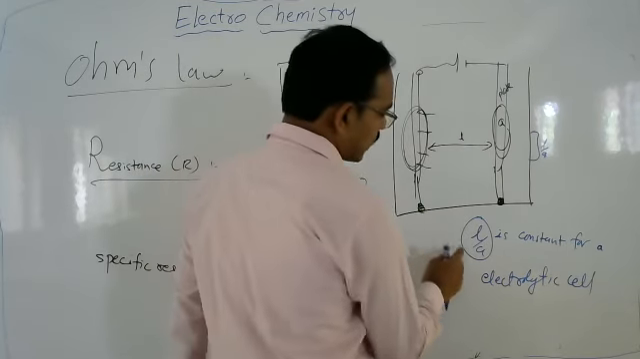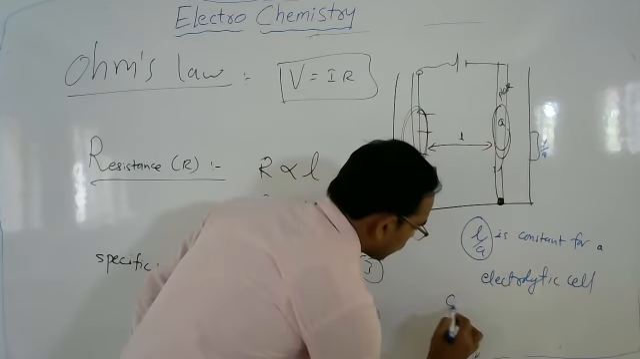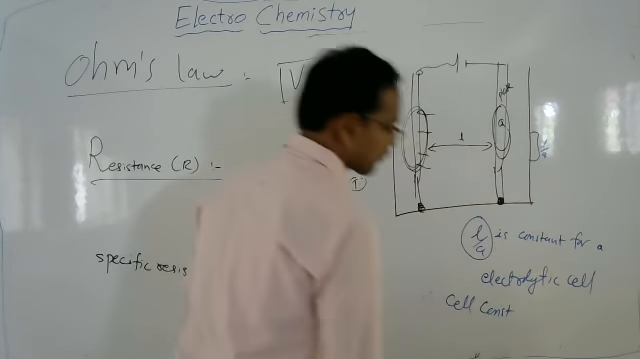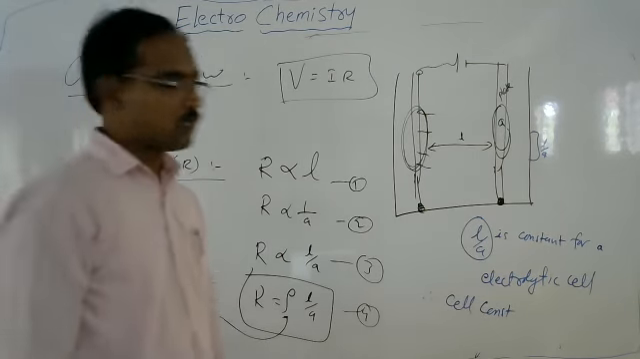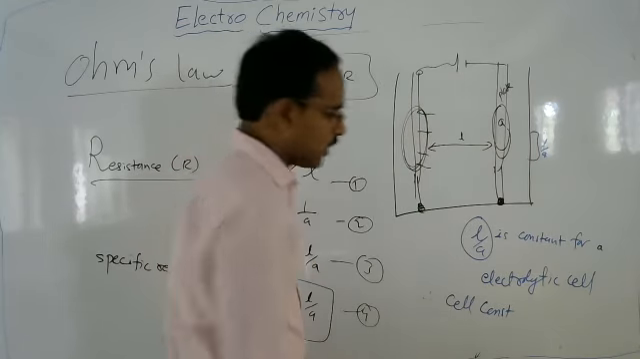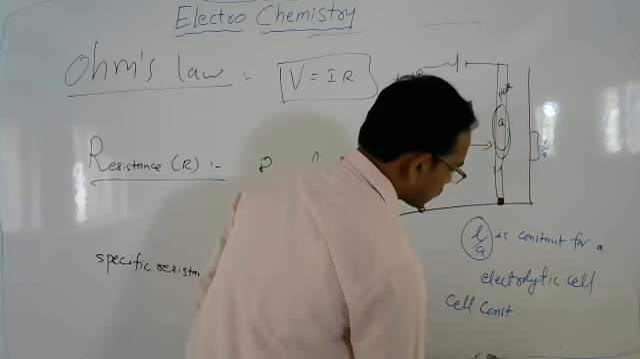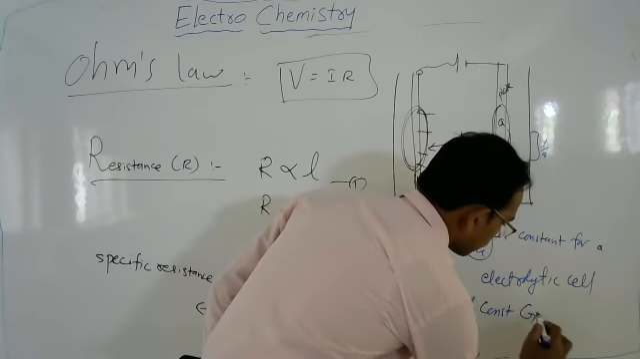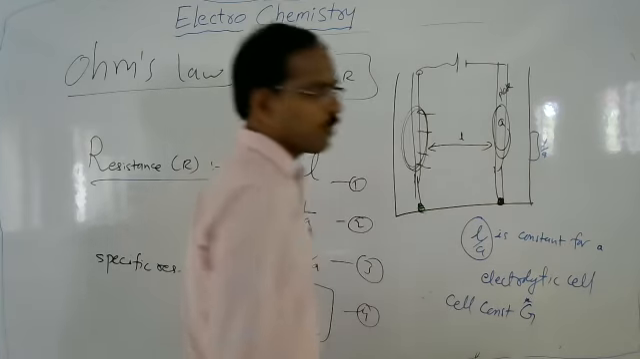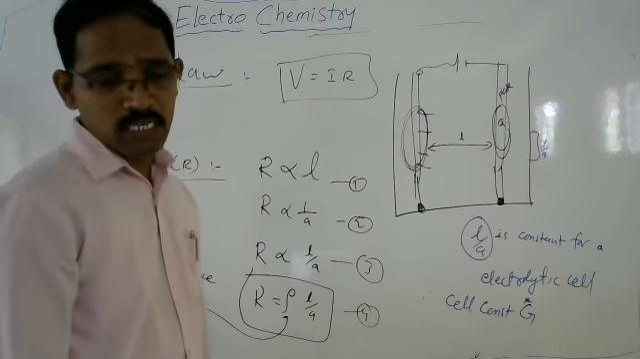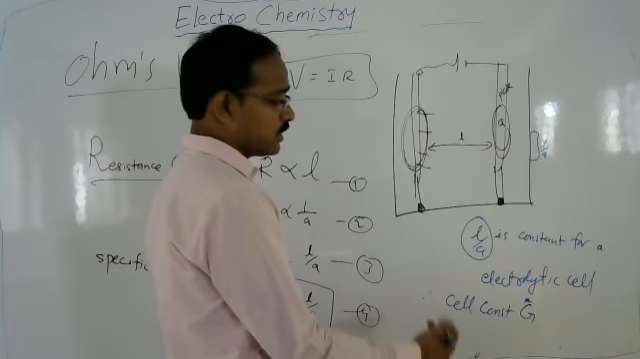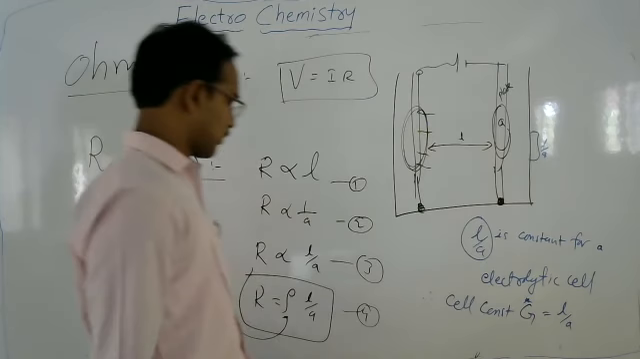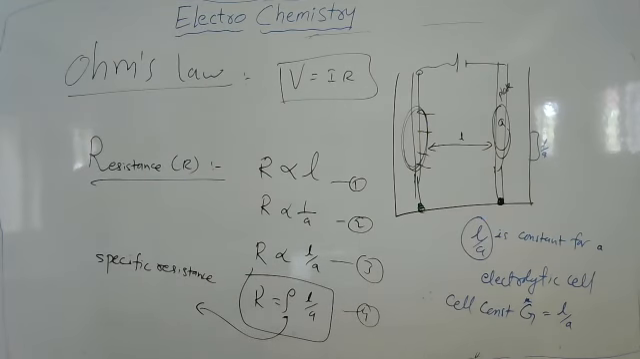So that's why it is known as cell constant. The symbol differs in different books. Here, for cell constant, sometimes G star is used, so I will take G star. G means Gibbs energy, where did it come from, you may think. So, cell constant G star equal L by A.